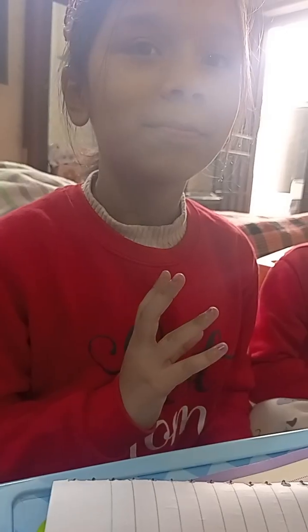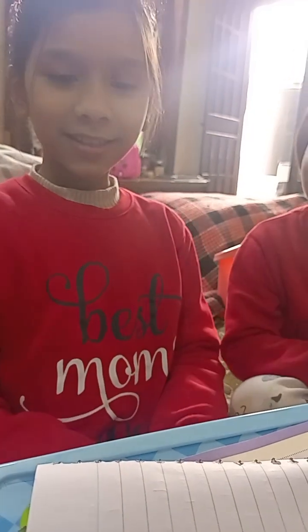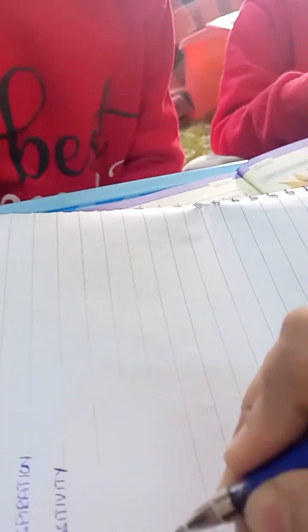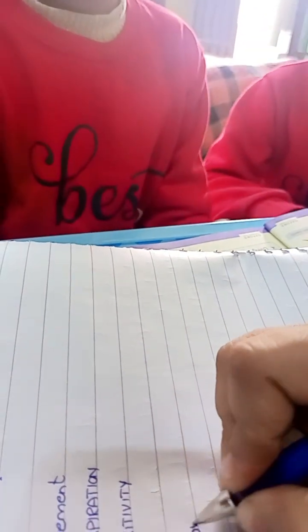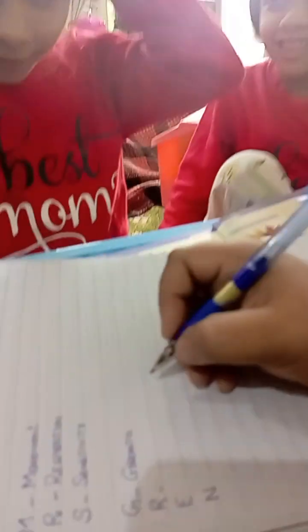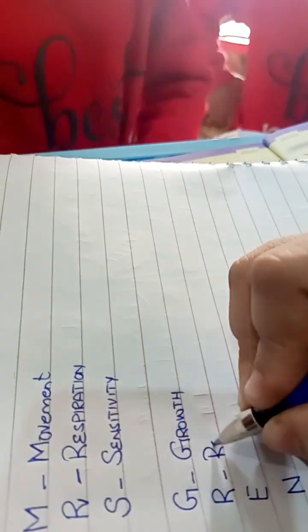Yeah. S stands for? Sensitivity. We can sense, we can see everything. And G stands for? Growth. We can grow. And R stands for? Reproduction.